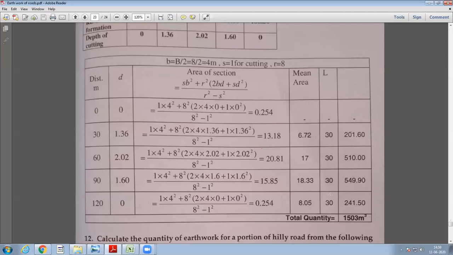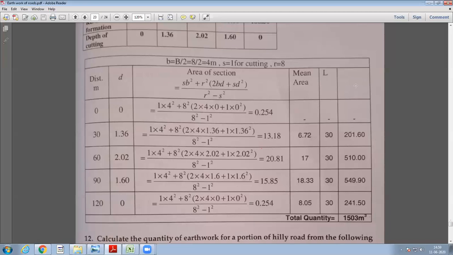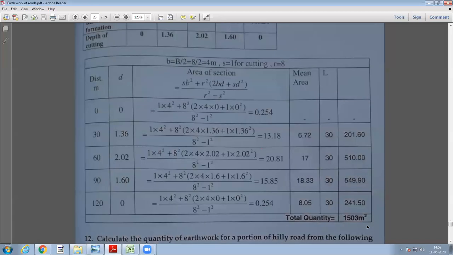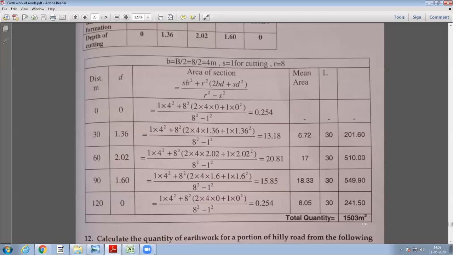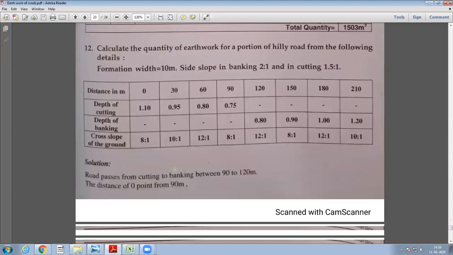Next, length is 30-meter interval and you will get the quantity. This column you should write as quantity and add this to get the total quantity. So this is the total quantity of cutting for the given problem. I hope this is clear for you. Let us see the next and the last problem of earthwork.